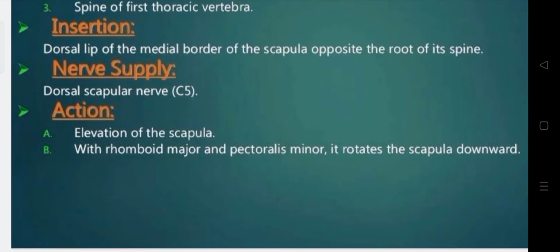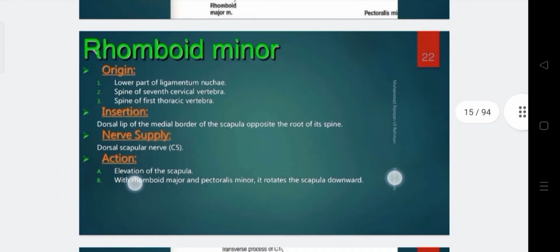And the dorsal scapular nerve supplies this muscle. Its function is elevation of the scapula with rhomboid major and pectoralis minor; it rotates the scapula downward.